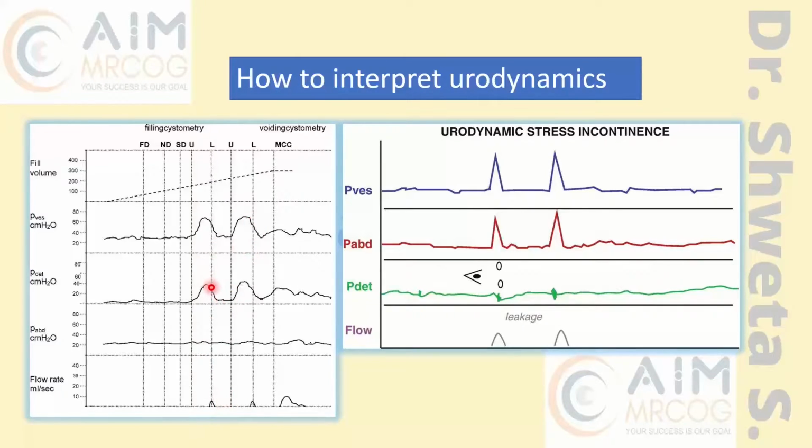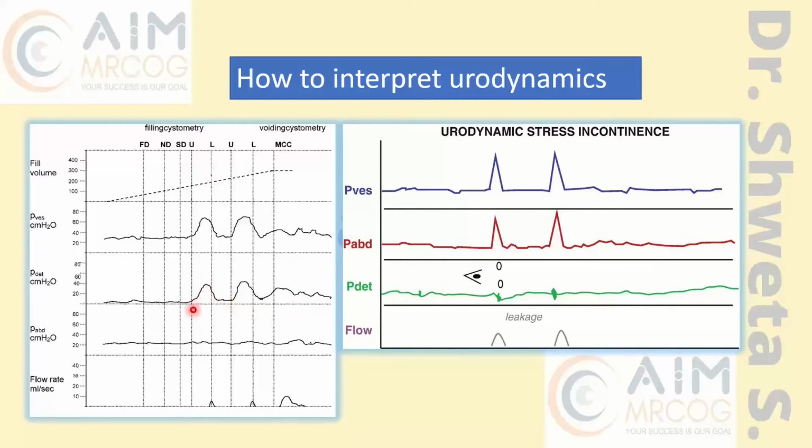So it is detrusor overactivity because in filling we didn't want any detrusor contraction. This is the filling cystometry. You are seeing that the detrusor is contracting, so it is not good, and it is also leaking. So this is detrusor overactivity with leak, with incontinence.